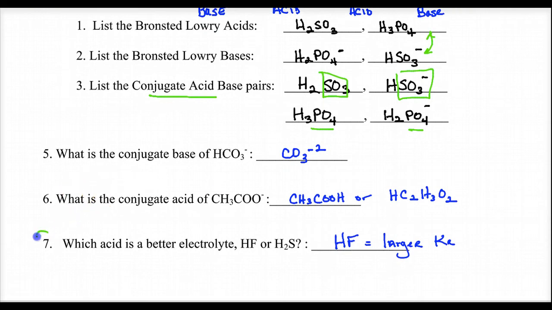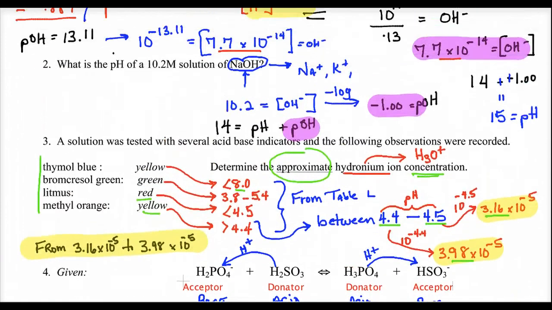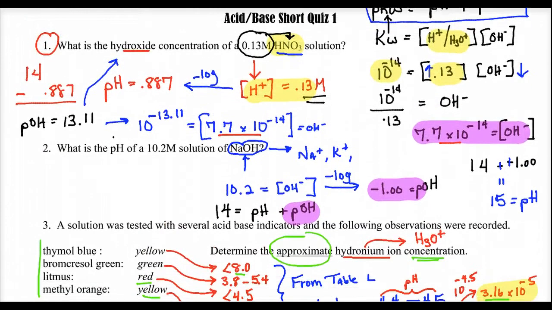Number 7, who is a better electrolyte? Who breaks apart into more free ions? My friends, in chemistry, it's the one with the larger Ka. Why? Larger Ka, if this is an acid, is going to break apart into more dissociated ions. So this was essentially an easy quiz that people thought the 2 top questions were tough.